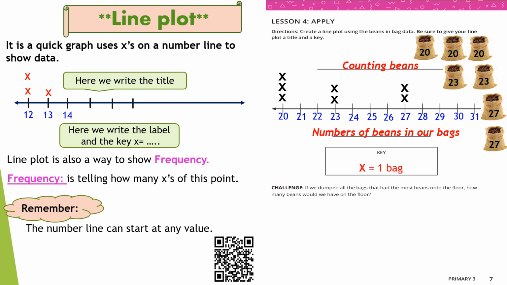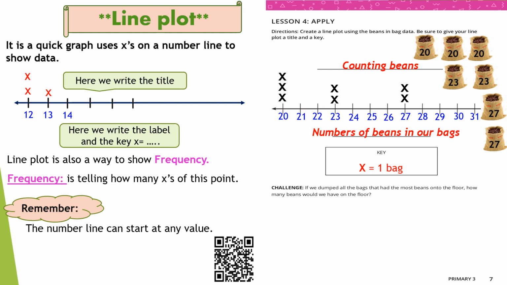So x equals what? Equals 1 bag. Each x is referring to 1 bag. 3 bags of 20, so 3 x's. 2 bags of 23, so 2 x's. So x equals 1 bag.